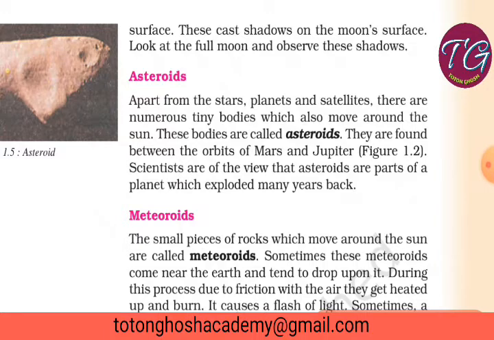Next point, asteroids. Apart from the stars, the planets and satellites, there are numerous tiny bodies which also move around the Sun. These bodies are called asteroids. They are found between orbits of Mars and Jupiter. Most important, where are these found? Between the orbits of Mars and Jupiter.